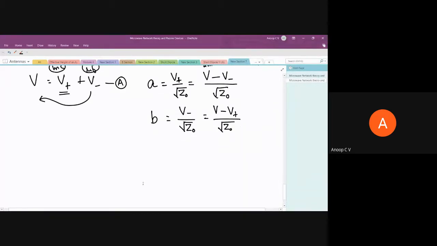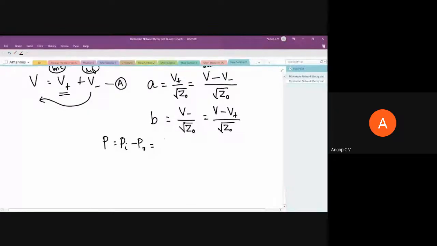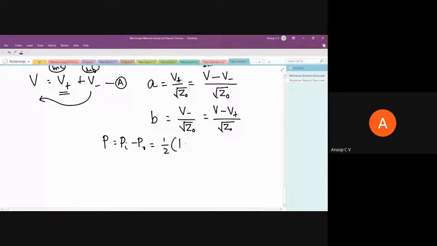And then we have given power, right? So power is equal to P incident minus P reflected, and they have given it as half times mode of A square minus mode of B square, right? This is what they have written.